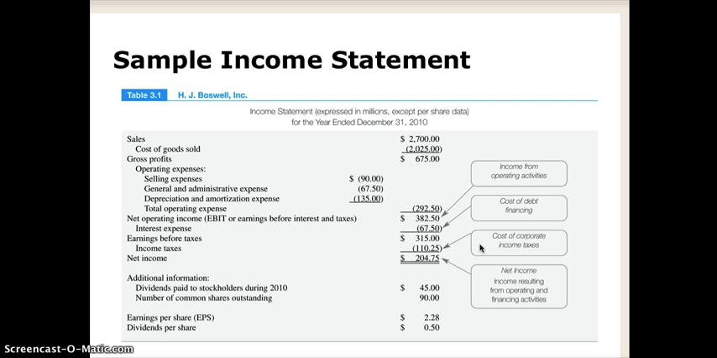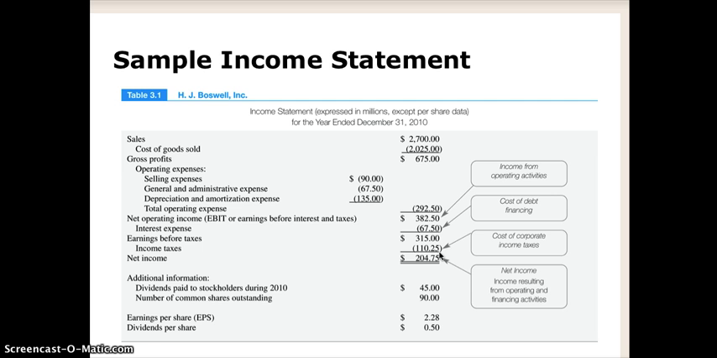So there you see interest expenses of 67.5. So that's deducted from the operating profit of 382.5. You see that here. And that leaves us with earnings before taxes of 315, and their taxes are $110.25. Again, if we wanted to figure out what their tax rate was, we could take the dollar amount they paid in taxes, divide it into the earnings before taxes. It looks to me like it's approximately 30% or so.